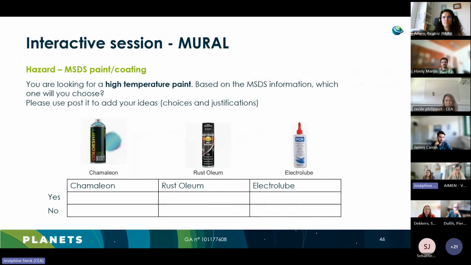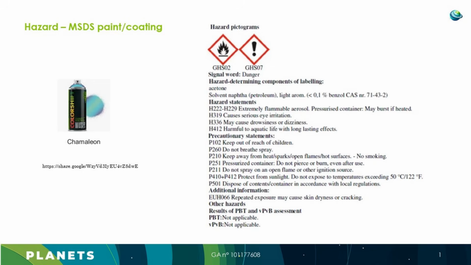And we will go on an exercise in the Mural prepared by Beatrice. The idea is you are looking for a high temperature paint. We will give you some information from the MSDS on the Mural, and you will have to choose one product and justify why you have chosen this one.